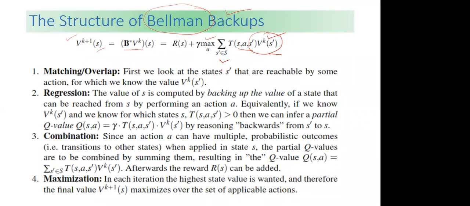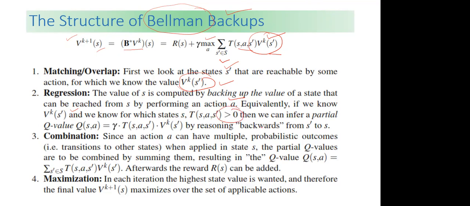First we look at the S dash state. S dash is the new state reachable by some action. The value we use is Vk, and S dash will be at k, and we use some regression. So the value is computed by backing up the value of states that can be reached by performing some specific action. Equivalently, we know the states, the transitions, and what the new state will be.